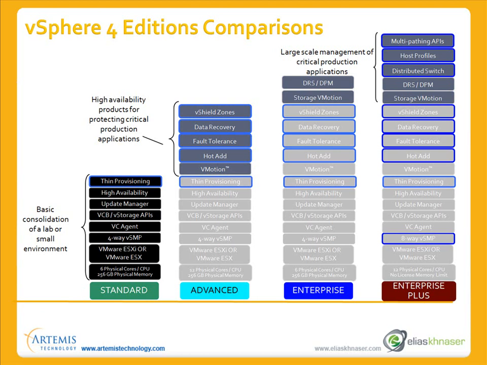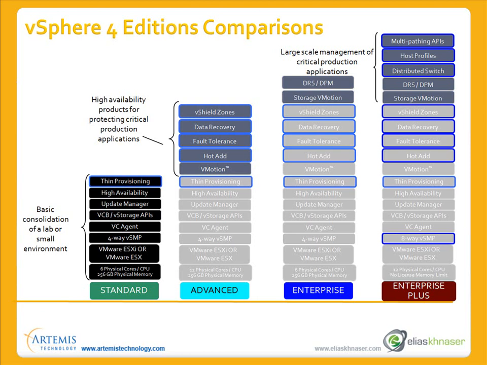And then you have the Enterprise version that takes you all the way up to DRS, DPM. You can do storage vMotion, vShield zones. So you have some newer features there. And you can see circled in blue some of the new features that you have with vSphere 4. So for example, you get vShield zones, you get data recovery, you got fault tolerance, you got hot add, you have thin provisioning. All of those are new features that were introduced with vSphere 4 that are available with the Enterprise version, but then you have on the right the Enterprise Plus version that gives you additional features.